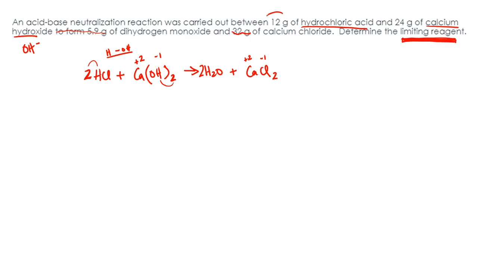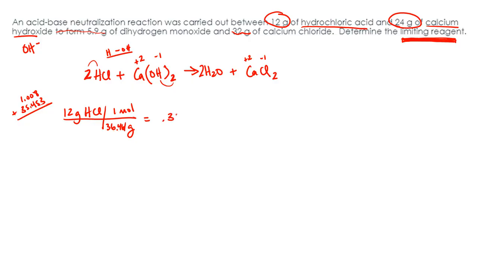So again, we're going to turn our masses into moles and then divide by the coefficient in the balanced equation. So I've got 12 grams of HCl. I'm going to turn that into moles by dividing by the molar mass. On the periodic table, hydrogen is 1.008 and chlorine is 35.453. When I add those up together, we get 36.461 grams. 12 times 1 divided by 36.461 is 0.329, lots of decimal places.